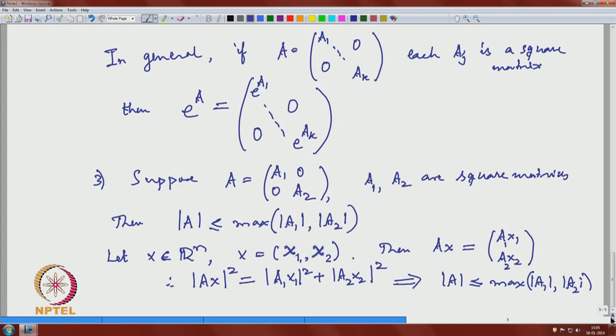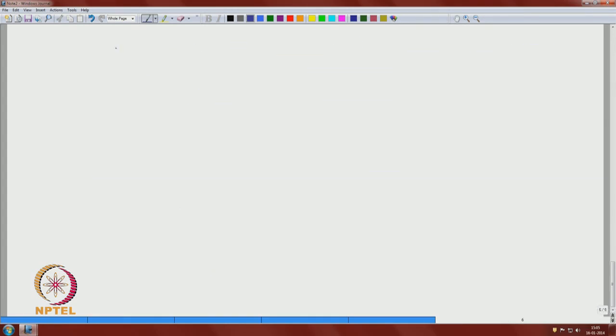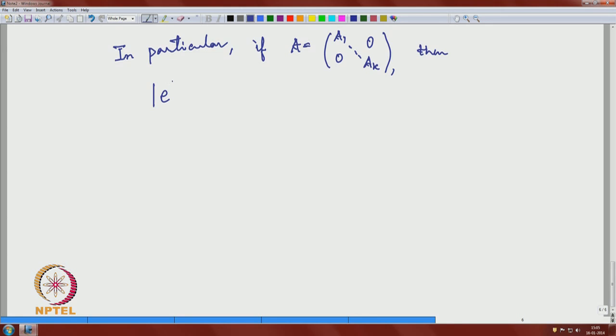So, this we use for the exponential in particular. If A is the block diagonal matrix with A1, A2, up to Ak, then the norm of the exponential of A is less than or equal to the maximum of the norms of e to the A1, and so on, up to e to the Ak. And this is what we are going to use in order to derive a finer estimate for the exponential.